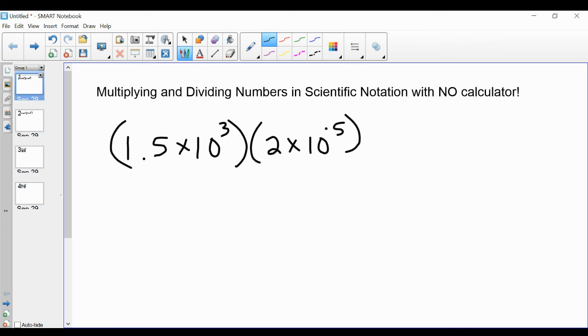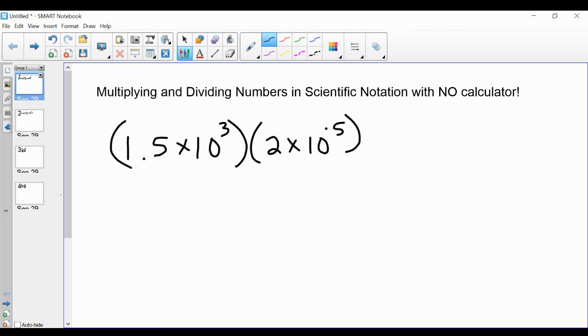Hi guys. So today we are going to review, or actually learn, multiplying and dividing numbers in scientific notation with no calculator. That means we're going to be using our power rules. It might be a good idea for you to get out your formula sheet so you can look off of it as we go. I'm going to move quickly through this video, so you can stop at any time, pause, and get caught up on your notes, but please make sure you're writing this down.